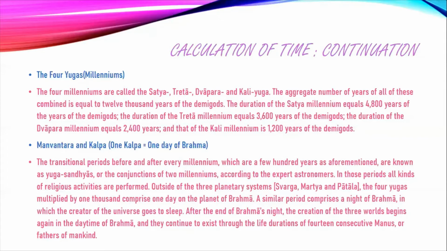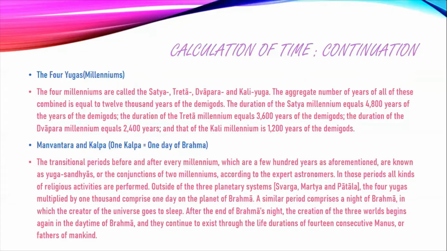Manvantara and Kalpa. 1 Kalpa equals 1 day of Brahma. The transitional periods before and after every millennium, which are a few hundred years, as aforementioned, are known as Yuga Sandhyas, the conjunctions of 2 millenniums. According to the expert astronomers, in those periods, all kinds of religious activities are performed.